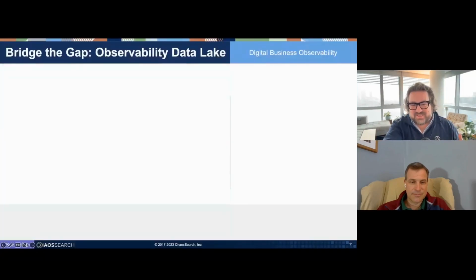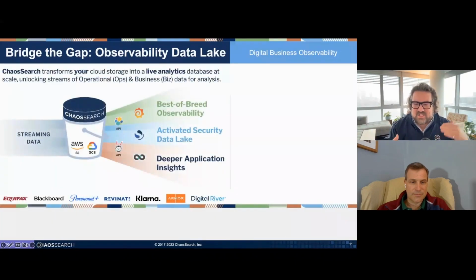So we've been talking about this gap between operational, whether it's performance, monitoring, security, to those business insights. We like to say we're building out an observability data lake to bring these two worlds together. How we've done that is we transform customers' data lakes, their cloud storage, if you will, into a live analytical database that supports search and SQL and ML on one solution, one platform, going after those observability capabilities and use cases, the security, which is always so important, with that application insights.